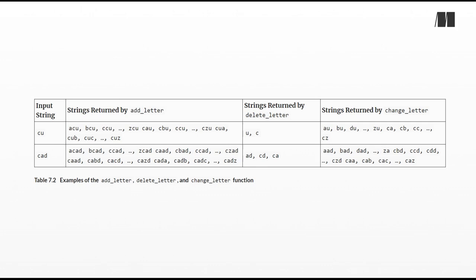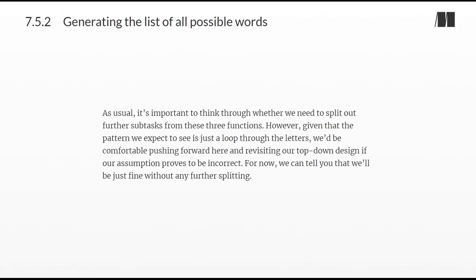For both add letter and change letter, a large number of strings are returned because they will consider adding or changing every letter in English in every location in the input string. Table 7.2. Examples of the add letter, delete letter, and change letter function. As usual, it's important to think through whether we need to split out further subtasks from these 3 functions. However, given that the pattern we expect to see is just a loop through the letters, we'd be comfortable pushing forward here and revisiting our top-down design if our assumption proves to be incorrect. For now, we can tell you that we'll be just fine without any further splitting.